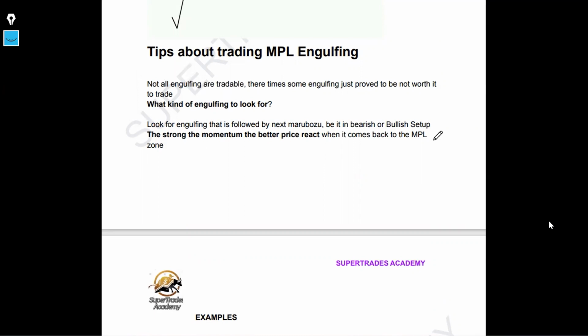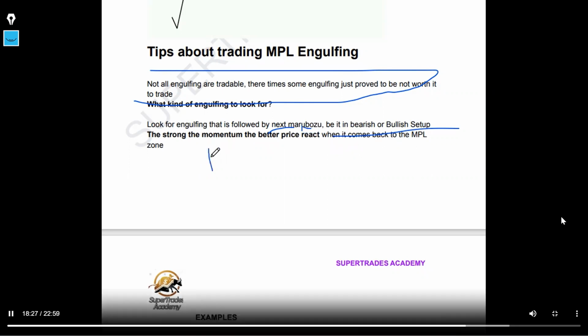Not all engulfing are tradable. There are sometimes engulfing that prove to be not what they seem. There's some engulfing that you don't have to trade. What kind of engulfing to look for? You're going to see down here the engulfing that you must look for. Look for engulfing that is followed by a strong Marubozu, be it in bullish or bearish setups. The stronger the momentum, the better the price will react when it comes back to the maximum pain level.